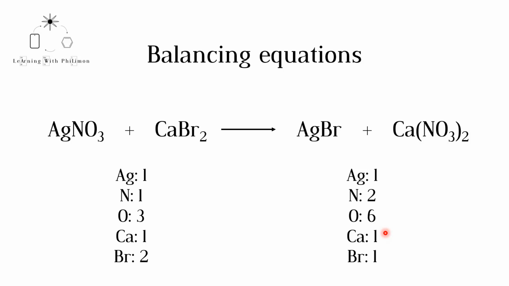To balance this equation, we can add a 2 in front of silver nitrate, AgNO3. Multiplying the subscripts by the coefficient, we now have 2 silver, Ag, atoms, 2 nitrogen, N, atoms, and 6 oxygen, O, atoms. We then add a 2 in front of silver bromide, AgBr. We now have 2 silver atoms and 2 bromine, Br, atoms. The calcium atoms are already balanced.